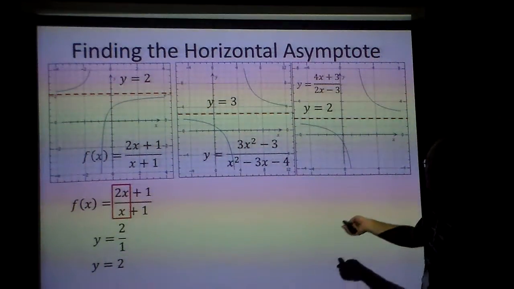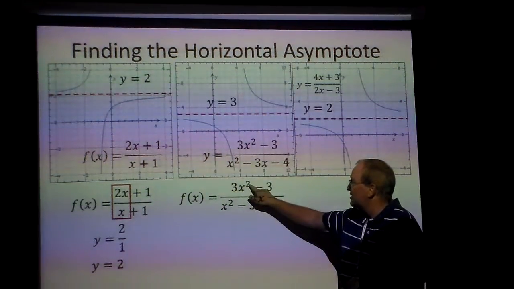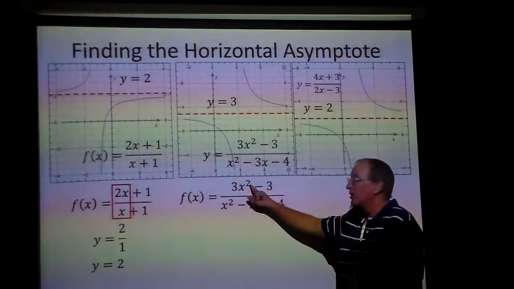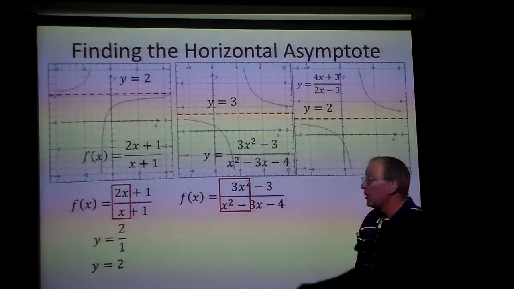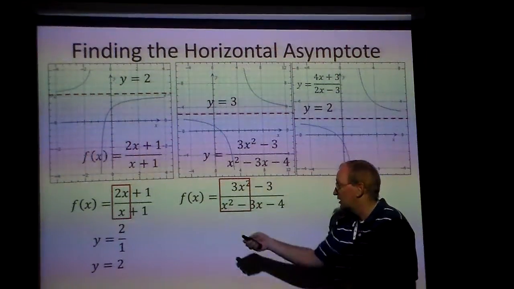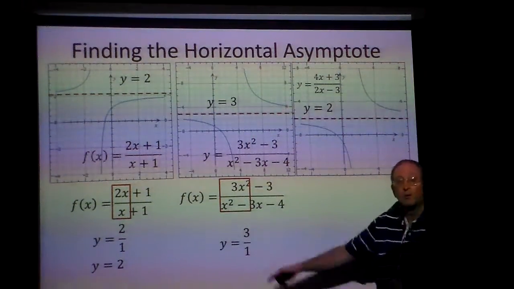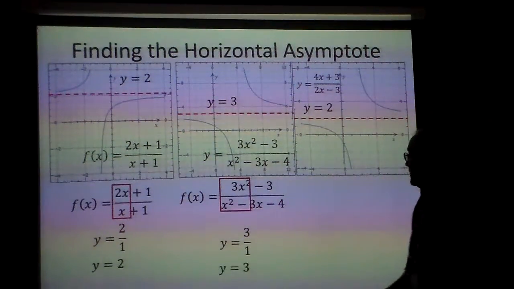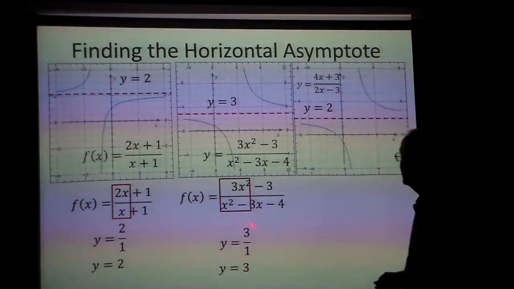So let's look at our second problem right here. Notice, this time we have an x squared and an x squared, right? Those are our highest degrees, so our leading coefficients are this set right here. What are the numbers here? 3, and once again, this one is 1. So the horizontal asymptote is just at 3 over 1. So that means it's at y equals 3. And notice, look where it's at. It's right there at y equals 3. That's where the horizontal asymptote is. That's it. All you have to do is look at the leading coefficients.